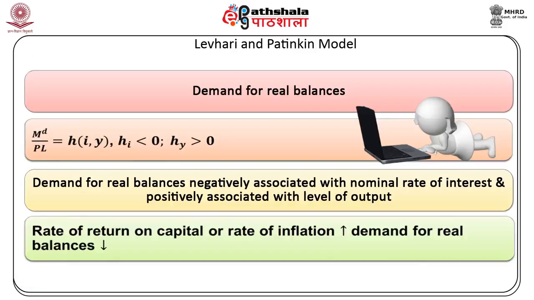The demand for real balances can be written as md/pl equal to h(i, y), where h_i is less than 0 and h_y is greater than 0. This indicates that demand for real balances is negatively associated with the nominal rate of interest and positively associated with the level of output. Other things remaining the same, if the rate of return on capital and/or the rate of inflation increases, the demand for real balances falls.